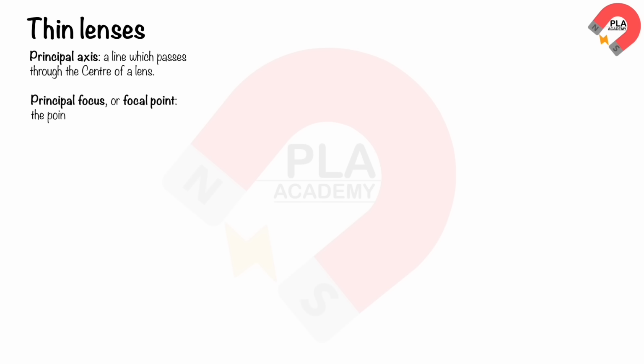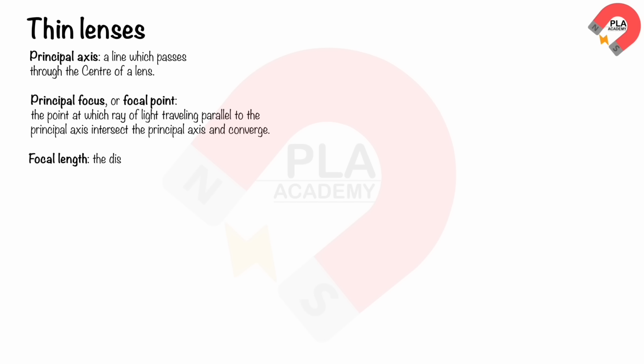A lens diagram can be described using the following terms. Principal axis, a line which passes through the center of a lens. Principal focus, or focal point, the point at which rays of light traveling parallel to the principal axis intersect the principal axis and converge. Focal length, the distance between the center of the lens and the principal focus.